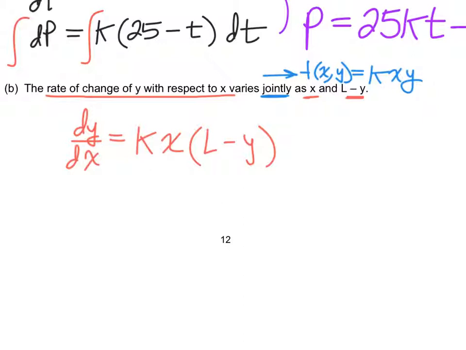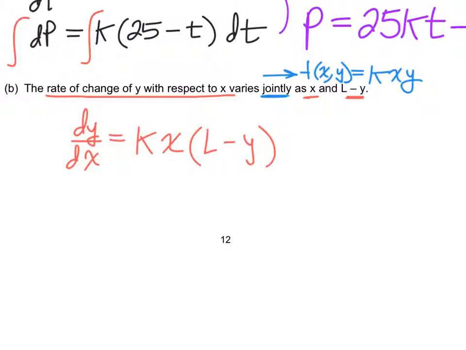So I want to separate variables. The only integration techniques that we're working with in this entire course involve the opposite of the derivative rules that we've learned, or separation of variables. In this case, I noticed that I have an L minus y. L is not one of the variables, because the variables are y and x, so L must be another constant.